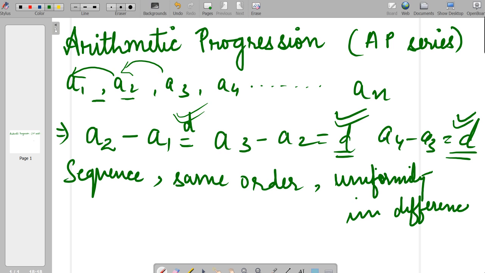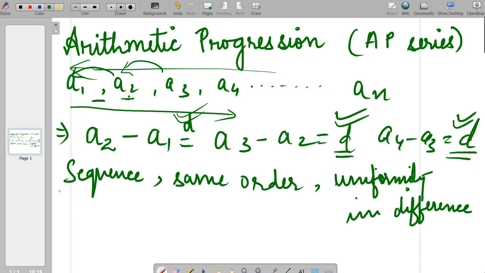And how will you find the difference? First you will take the second number and subtract the first number from it. Then the third number, subtract the second number from it, and so on. The series will be in this direction, and the difference will be calculated in this direction. Okay, so this is how you will test whether the given series is an arithmetic progression or not.